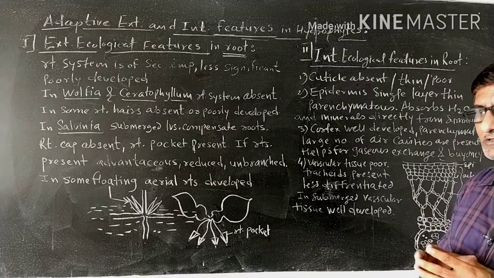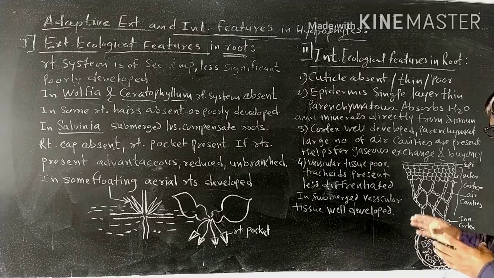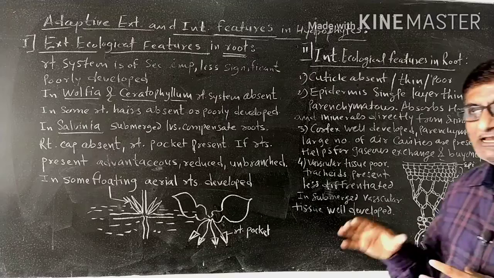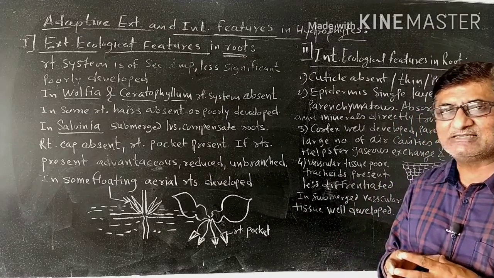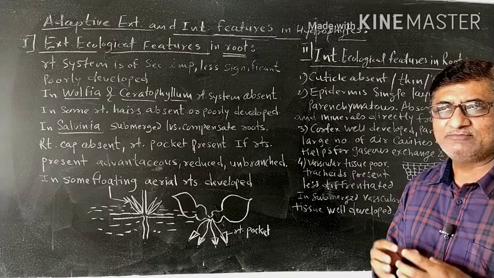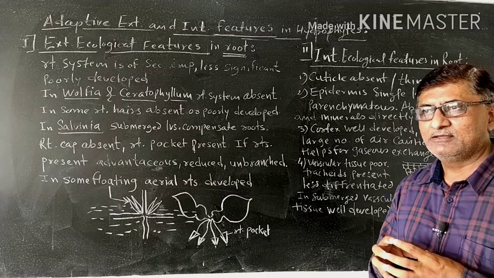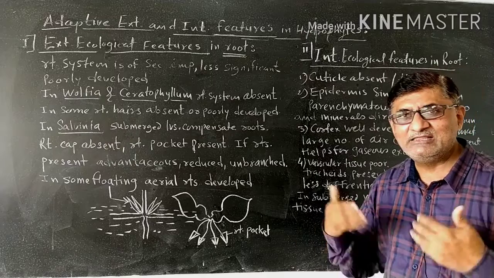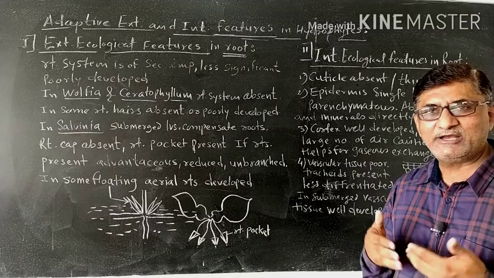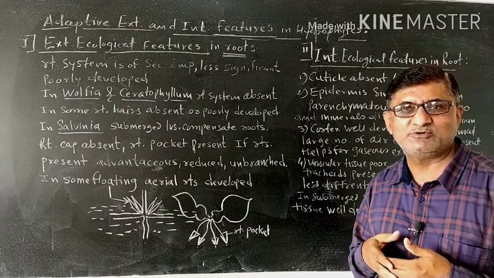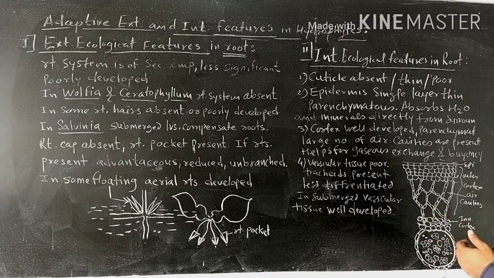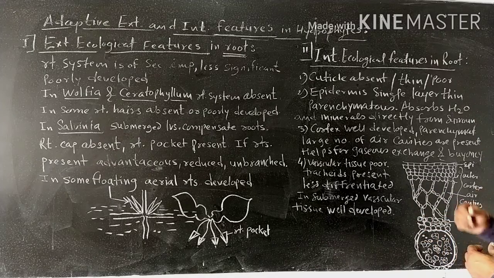So, why does this happen? Because these air cavities in hydrophytes help them in the exchange of gases, and also these air cavities store air, and because of that stored air the hydrophyte gets buoyancy, which helps it float on the surface of water, because of this large number of air cavities developed inside the root.